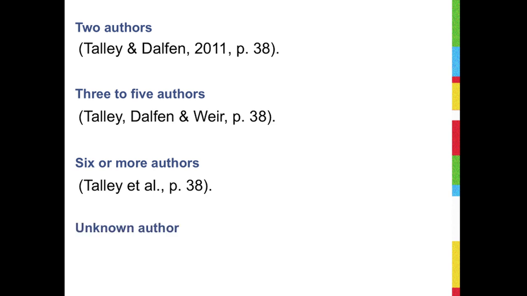If there is no known author, include a shortened title in place of the author's name. If your source does not include page numbers, indicate the paragraph where you found the information by using the abbreviation para, followed by a period.